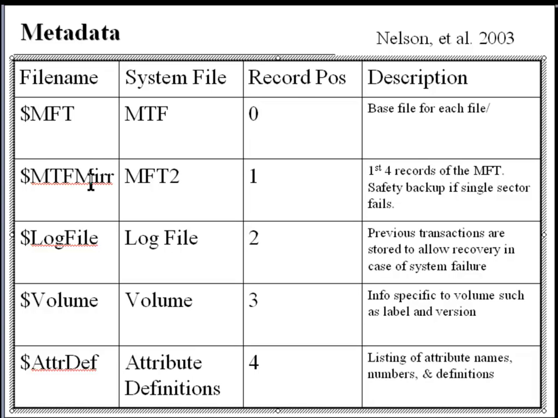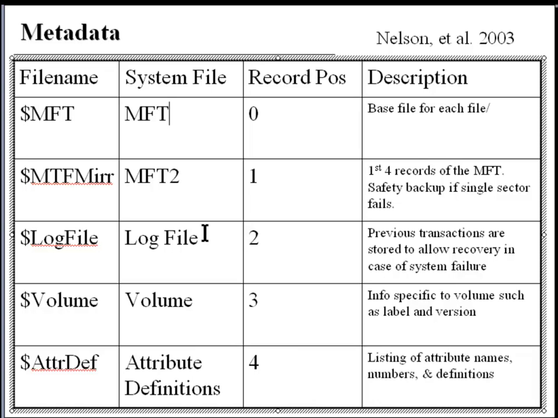The reason was that if one was damaged, then the second one can be used, so it provides a little bit of redundancy. We have the same kind of thing here. The master file table mirror holds the first 4 records of the master file table, and it's essentially a safety backup if the single sector fails. So you'd still be able to boot.